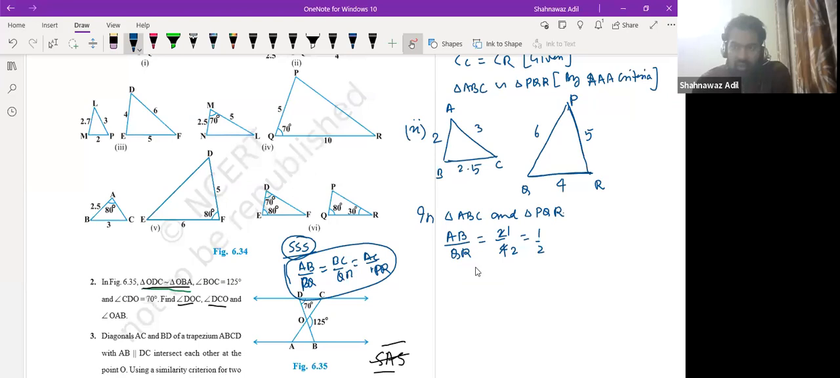Basically, all of them should be equal, so they have to have the ratio 1/2. So we pick those sides in such a way that their ratio remains the same. That is the idea, right? So we have to pick the corresponding sides. Otherwise, it will not look similar, right?